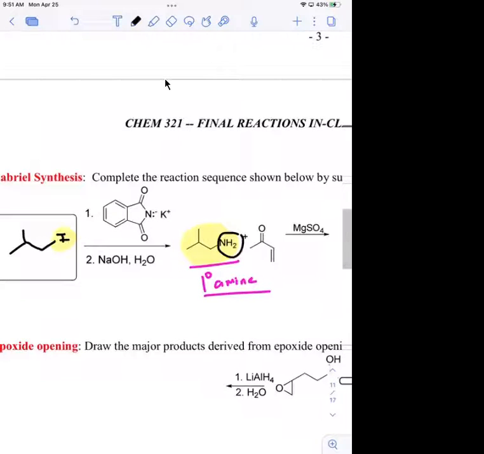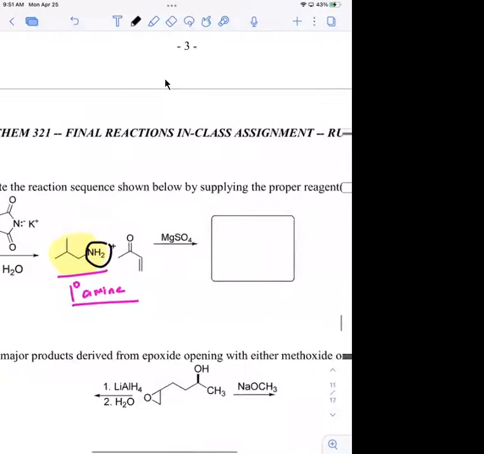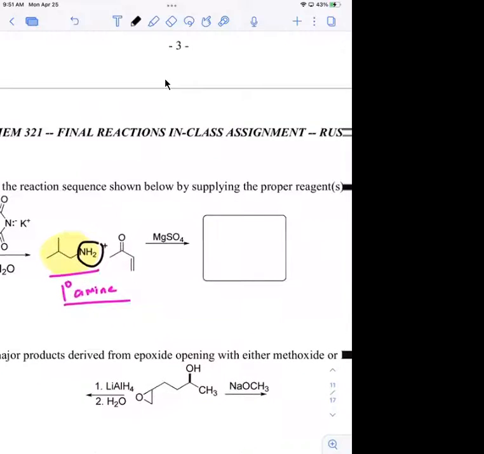All right. And then in the next step, I have a primary amine and I have a ketone. What's the product of that reaction? All I'm asking about is predicting the product. I'm not even asking you to show me the arrows. What happens when you take a primary amine and a ketone and you stir them together in the presence of a desiccant like magnesium sulfate?